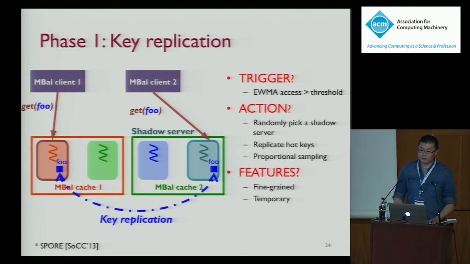However, MBal is different from Sporn in the sense that our system has multiple phases. And phase 1, key replication, is only used for small ephemeral hotspots as a starting point. For more detail about this phase, please refer to our paper.